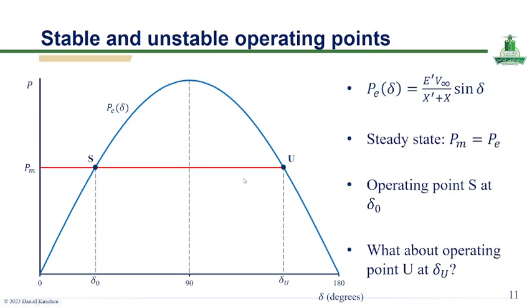In contrast, we have a point U at delta U, which is an unstable equilibrium. Any small disturbance will cause the rotor angle to diverge, leading to loss of synchronism. And this highlights that stability depends not only on power balance but also on the slope of the power angle curve at the operating point.